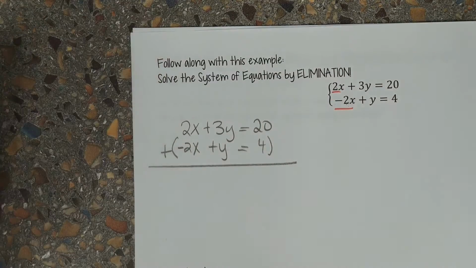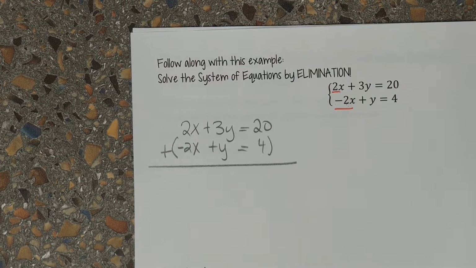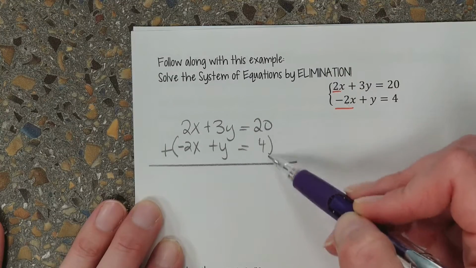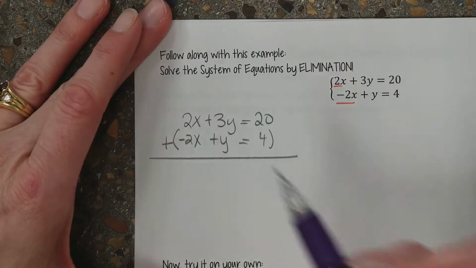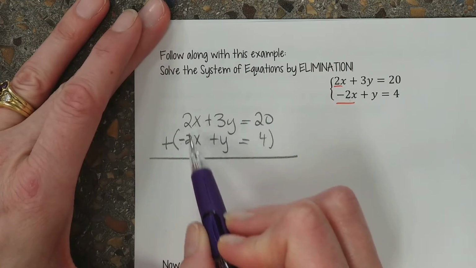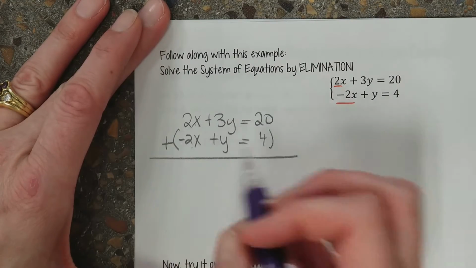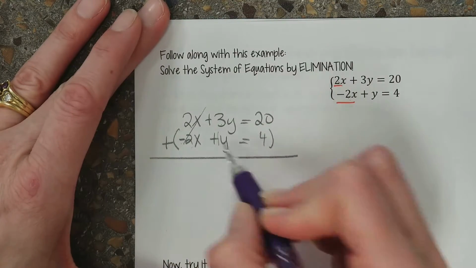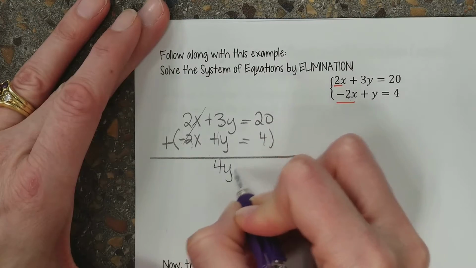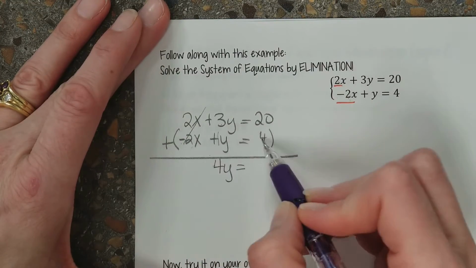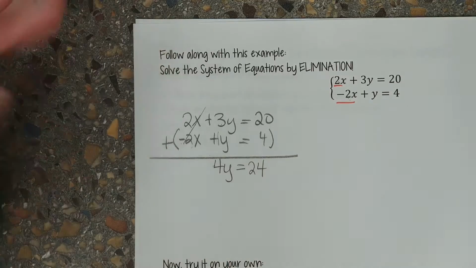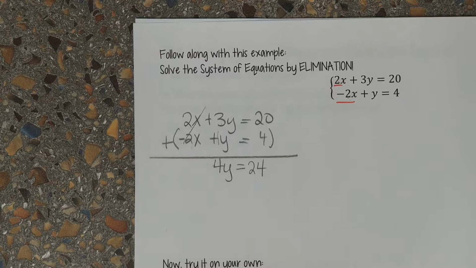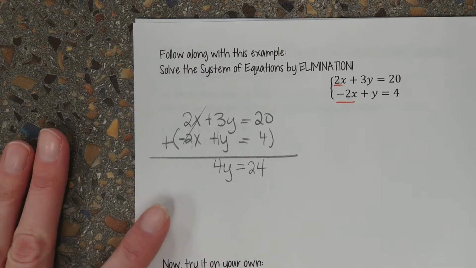Okay, big old addition problem. Now make sure like terms are under like terms. The x's are lined up, the y's are lined up, and your constants, these numbers with no variable, are lined up. So 2x plus a negative 2x gives me 0. 2 minus 2 is 0, so I don't have to write anything there. Those cancel out. 3y plus 1y gives me 4y. And 20 plus 4 gives me 24. Now I'm left with an equation with one variable. Perfect, this is awesome. This makes it super easy to solve for this variable.